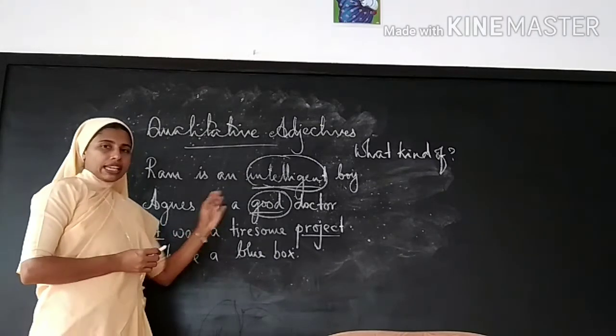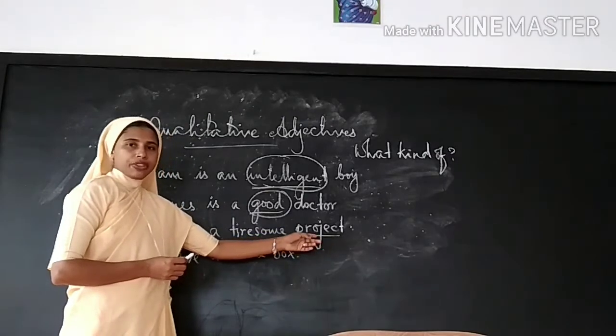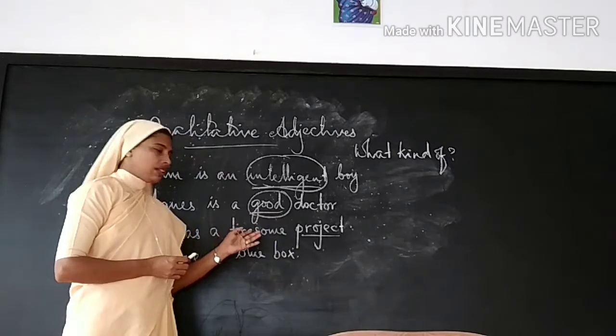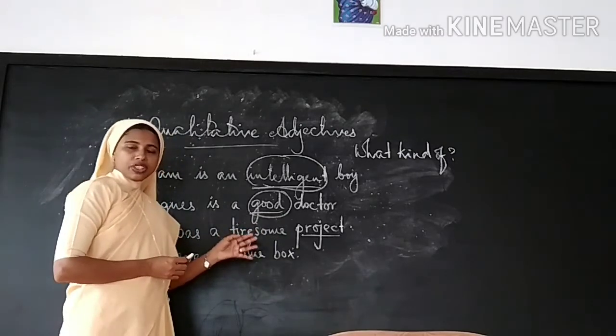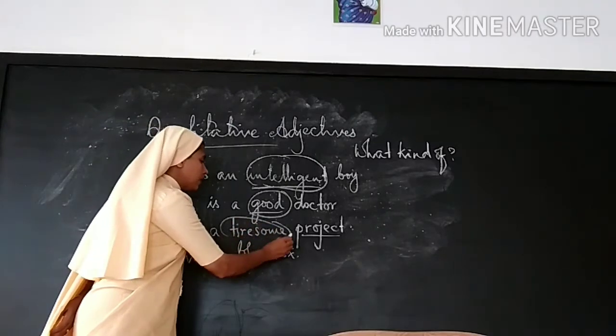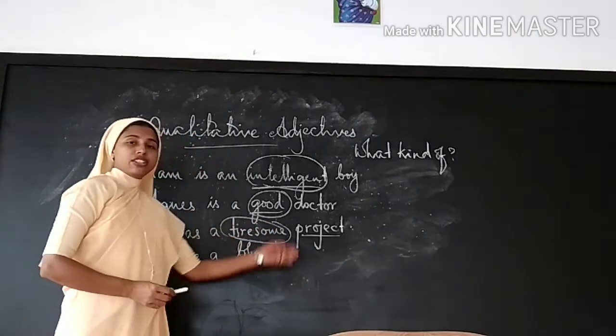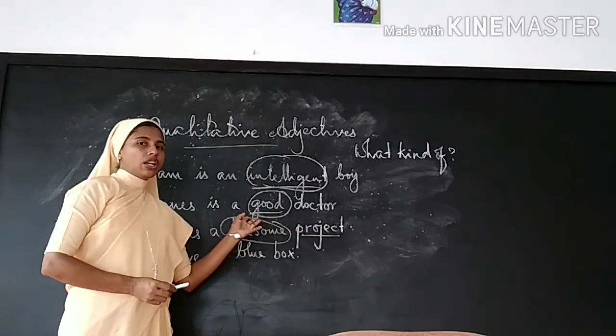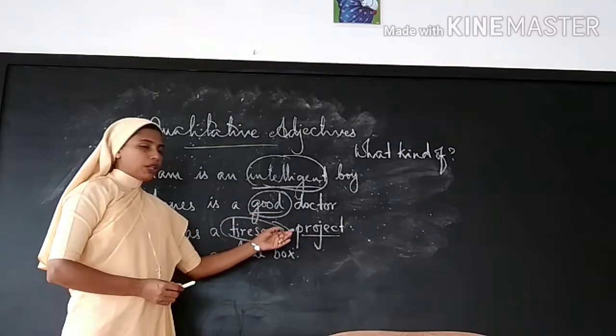So let's look at the second noun, that is project. Is there any describing word in front of it? Yes, tiresome. It was a tiresome project. So this describes more about what kind of project. So that is the adjective of quality used in this particular sentence.